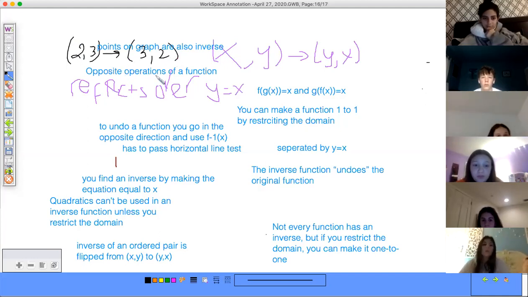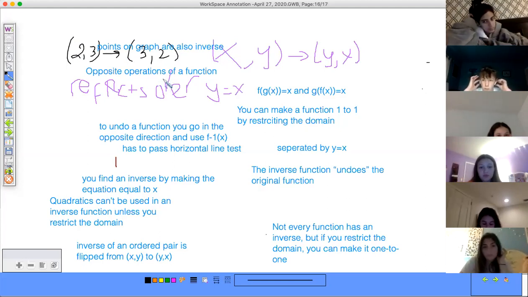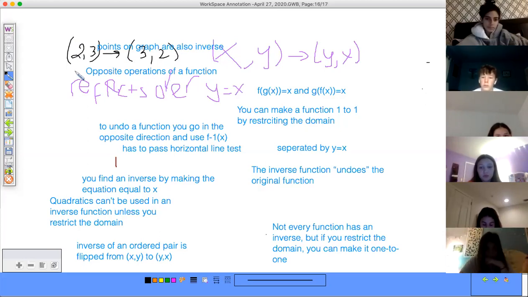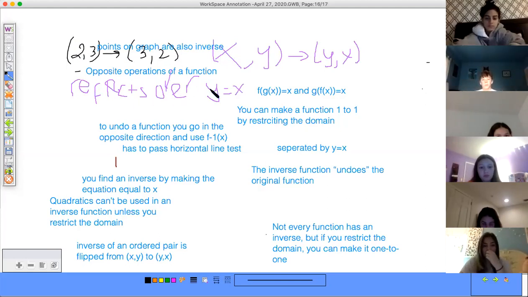Okay. So opposite operations of a function. Who said opposite operations of a function? What do you mean by that? I said that. If you have addition, to find the inverse, you do subtraction. If you have multiplication, you use division. Awesome. Whoever put reflects over the line y equals x, bravo.